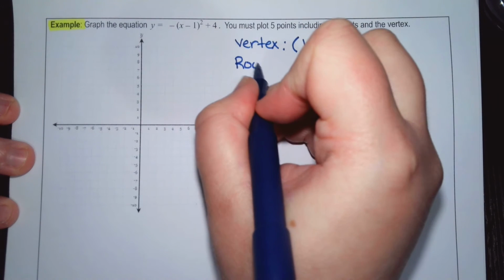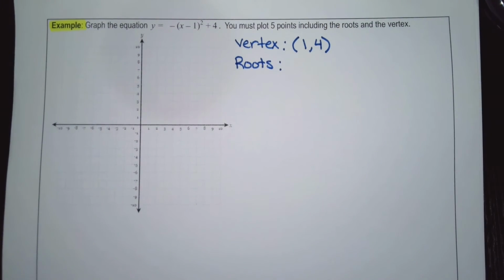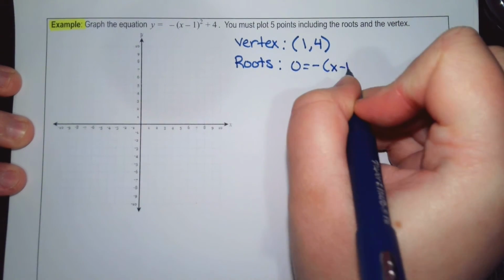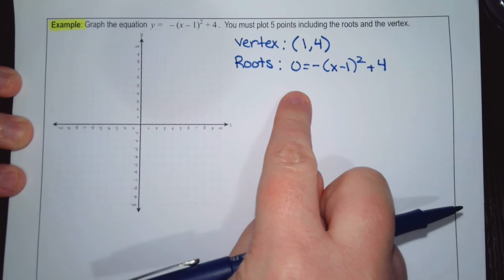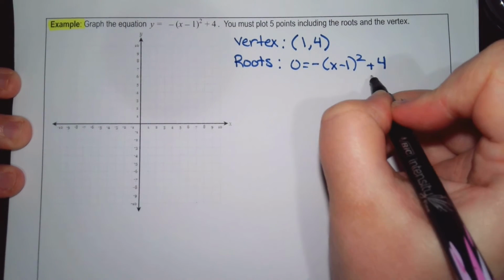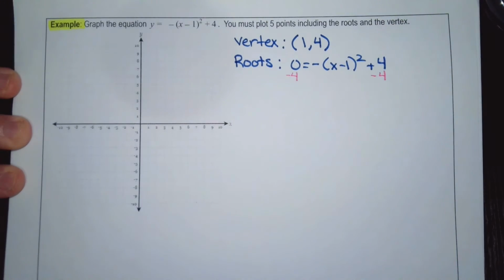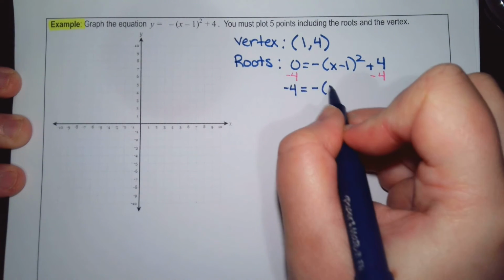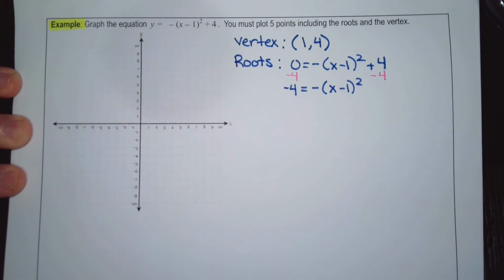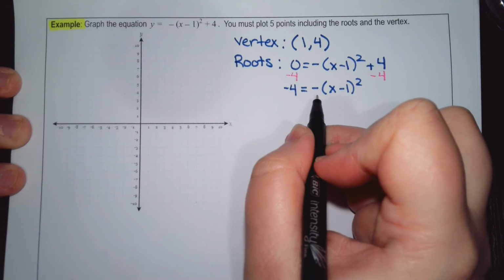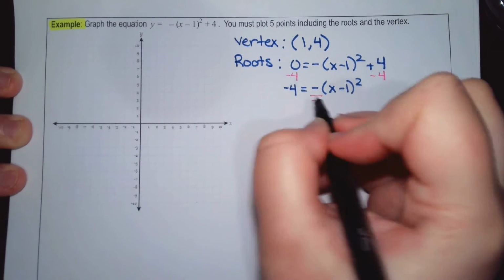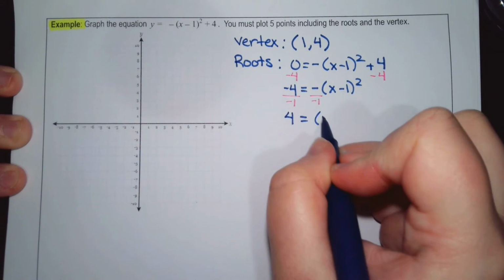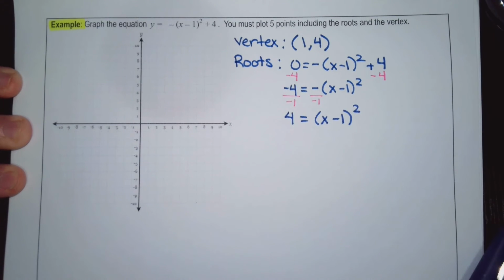Now, we are going to find the roots. Remember, for the roots, we plug 0 into y and solve for x. So the first thing I'm going to do is subtract 4 from both sides. So we get negative 4 is equal to negative (x minus 1) squared. Then I have to get rid of this negative in front, so we divide both sides by negative 1. So we have 4 is equal to (x minus 1) squared.